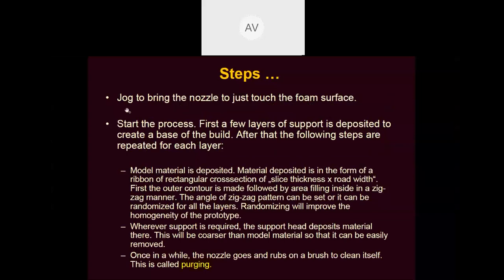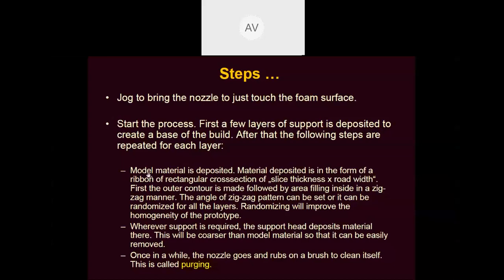Okay, so then jog to bring the nozzle to just touch the foam surface and start the process. See here, this is important. In the earlier process they are pasting the hard foam and then soft foam, so we have to bring the nozzle exactly to it and then start the processing. The first layer of the support is deposited to create the base of the build. So as I said, at the start we will put the support material layer, and then we will start with the actual material.